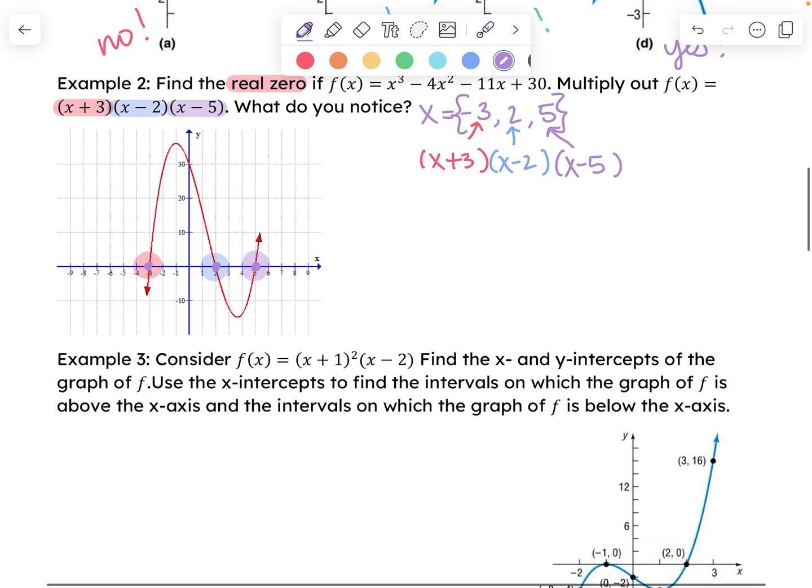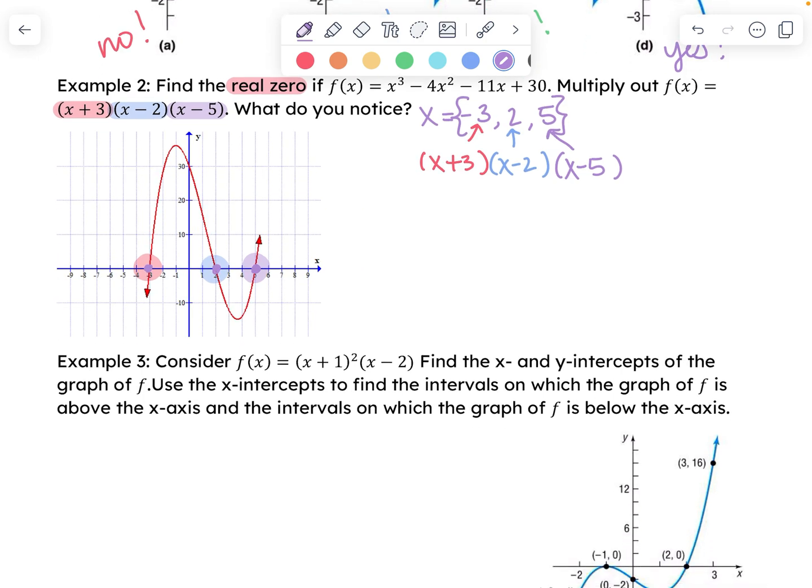So if we were to take this and multiply this all out, I would start by taking these two right here and FOILing them out. So that would get me x squared minus 2x plus 3x minus 6, and I still have the x minus 5 behind it. Then I can combine my like terms and I get x squared plus x minus 6, and x minus 5 is still behind it.